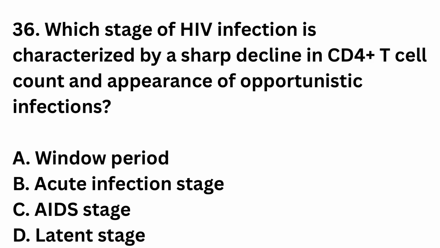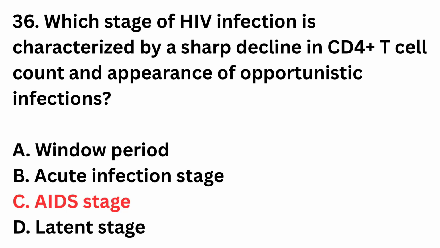Question number 36. Which stage of HIV infection is characterized by a sharp decline in CD4 plus T cell count and appearance of opportunistic infections? Window period, acute infection stage, AIDS stage, latent stage. The right answer is option C, AIDS stage. AIDS stage is the advanced stage of HIV infection. Severe depletion of CD4 plus T cells leads to opportunistic infections and immune system failure.